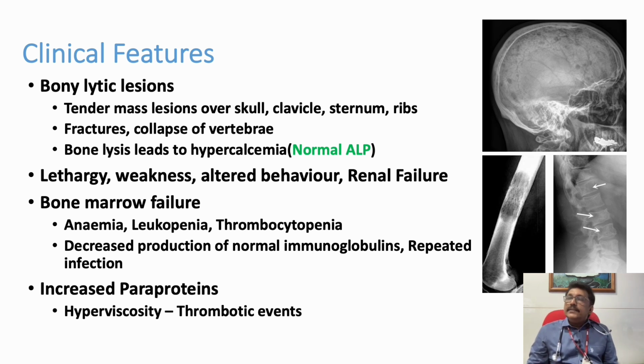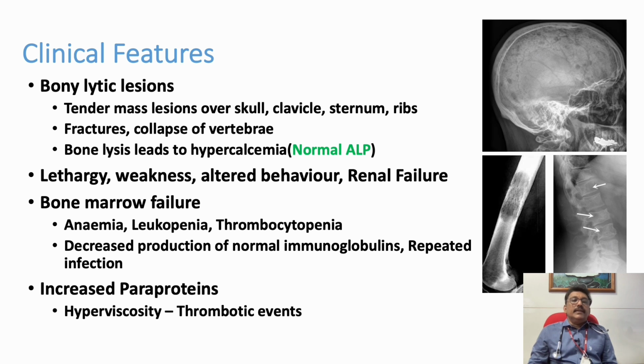In malignancies, alkaline phosphatase is elevated, whereas in multiple myeloma, even with a lytic lesion, alkaline phosphatase is normal. So that is a major difference between multiple myeloma and other types of bone malignancies. In bone metastasis or primary bone diseases, you can see lytic lesions, elevated calcium and elevated alkaline phosphatase. Whereas in multiple myeloma, you can see lytic lesions, elevated calcium, but alkaline phosphatase is normal.